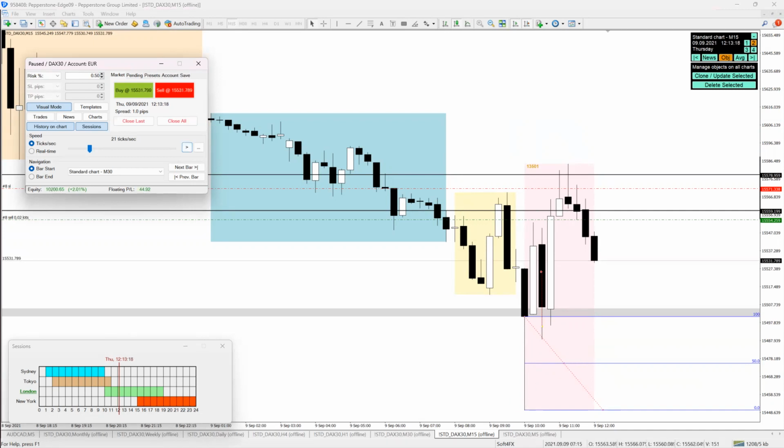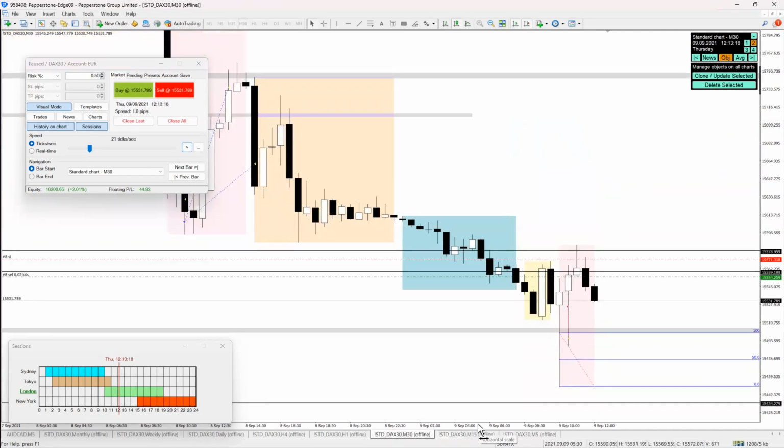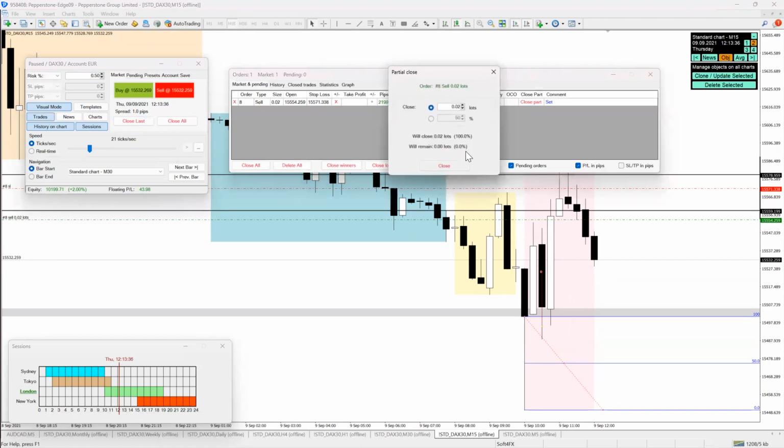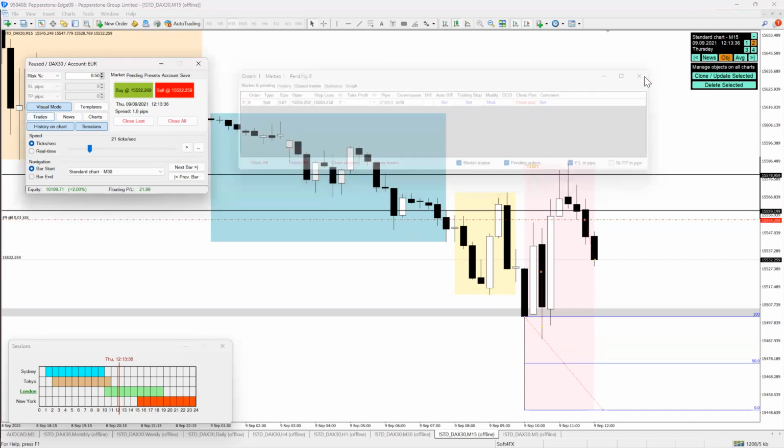Okay, those 15 minutes about to close. Formed a resistance. Can we fill some of this wick? A bit more. I'm going to close 50%. Move stops to break even. And then just let the rest run.